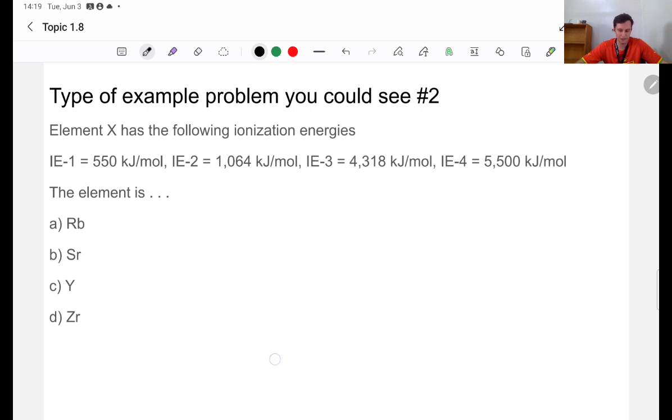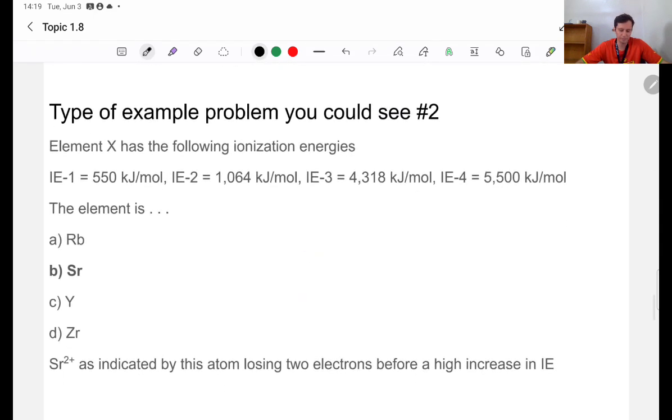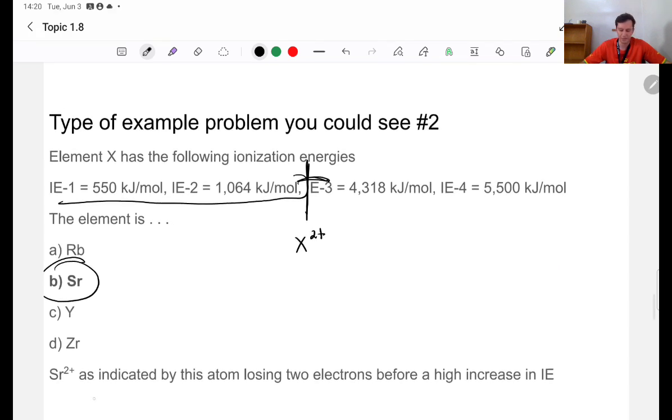Okay, so hopefully you paused the video. And the answer here is strontium. How do we know that the answer is strontium? Well, because we can see that there's a jump between ionization energy 2 and ionization energy 3. That's the biggest jump. What does that tell us? That tells us that this element is going to be 2+. And the only one that's going to be 2+ in that group is Sr. Okay, so that is the answer.